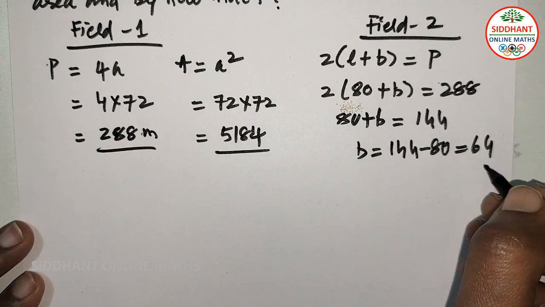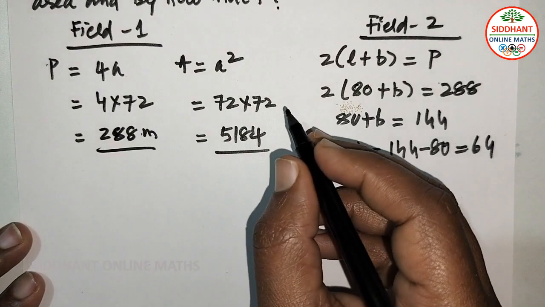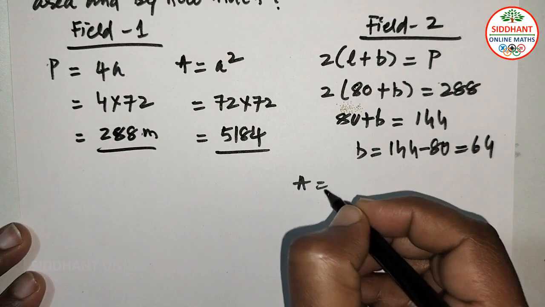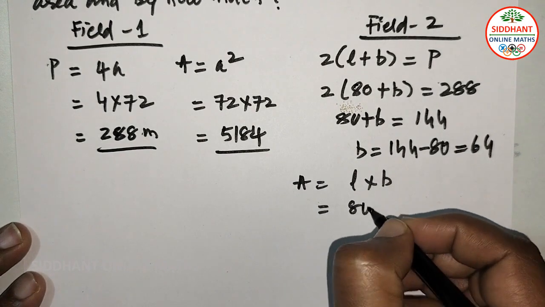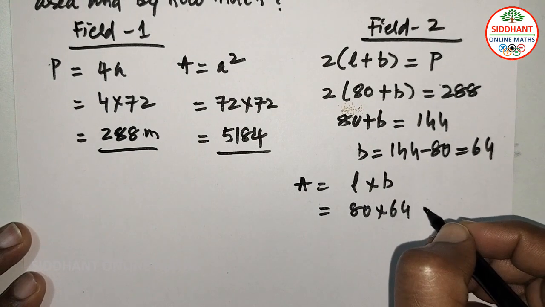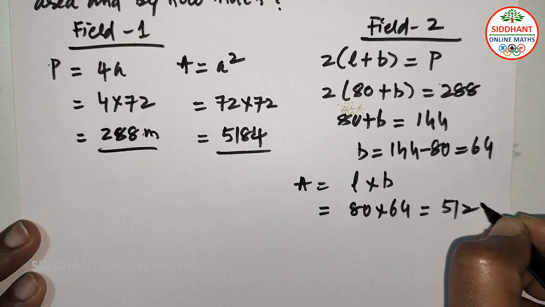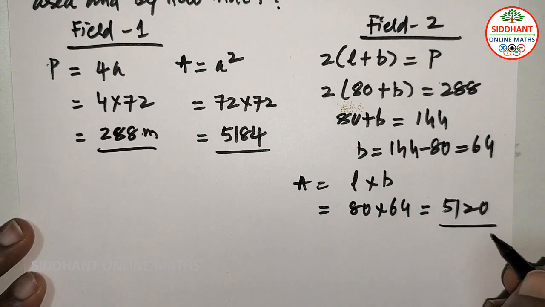We are going to find out the length. So B is 64 and length is 80. We are going to find out the area here. So area is equal to length into breadth, so that will be 80 into 64, so that is 5120. So this is the area of field 2.